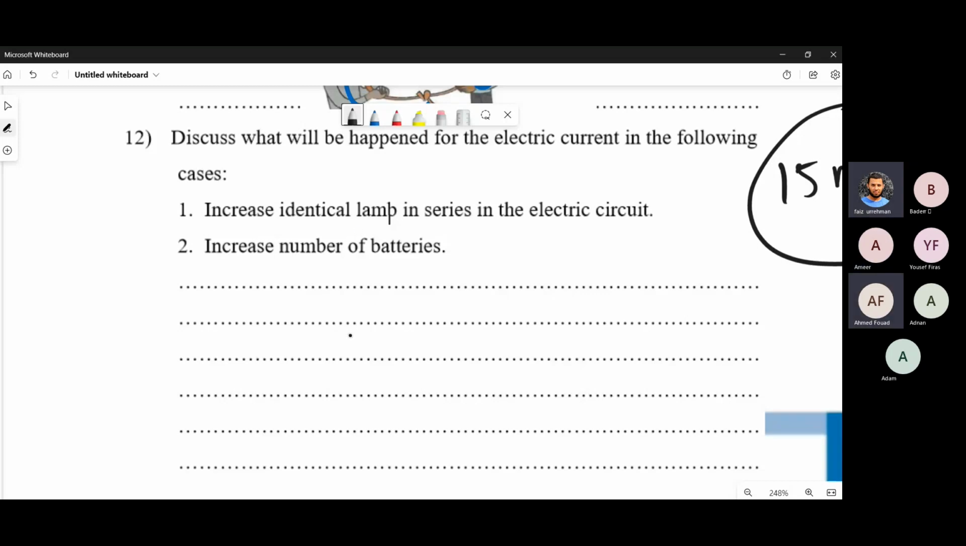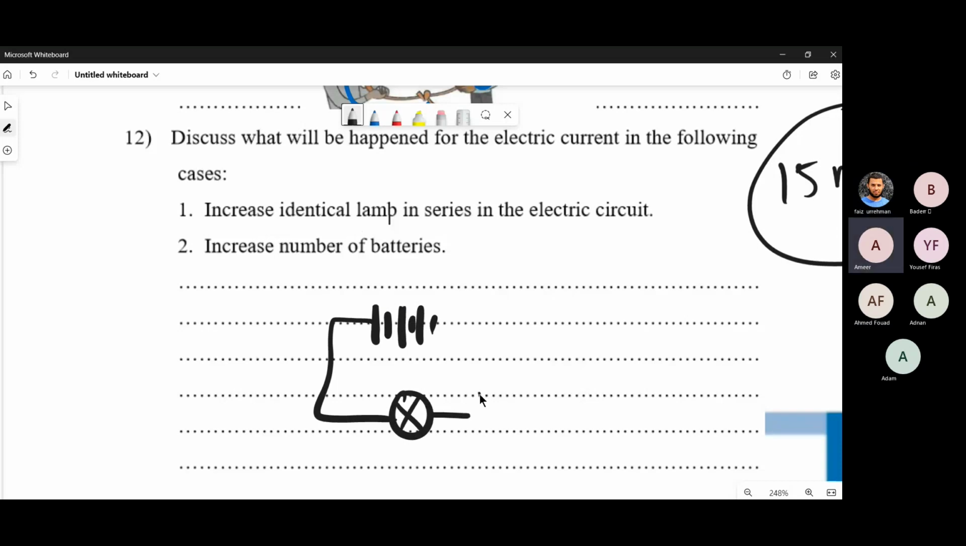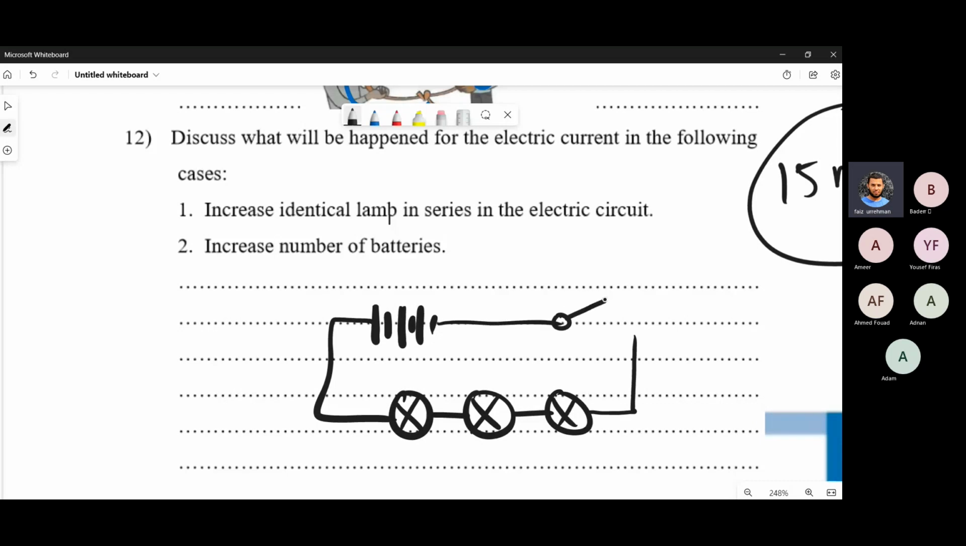Increase identical lamps in series in the electric circuit. Okay, yani you have a circuit. You have a battery, and you have many lamps. Let's take three lamps. And then you have a switch also. A bridge, like this.